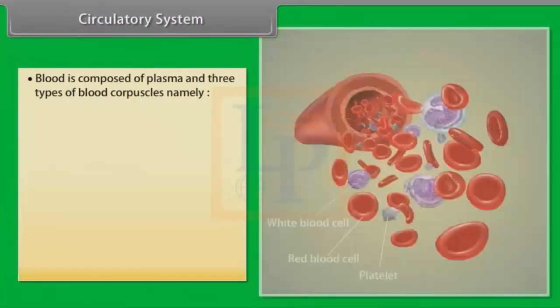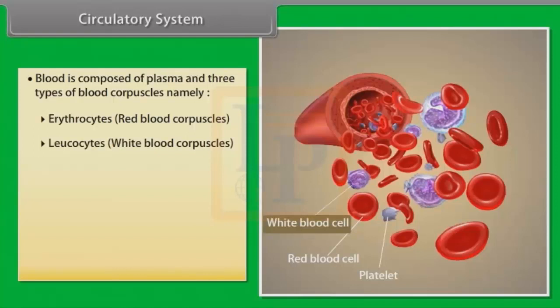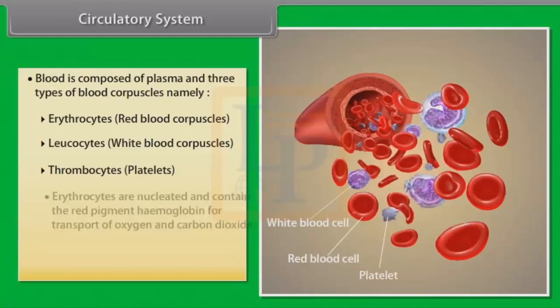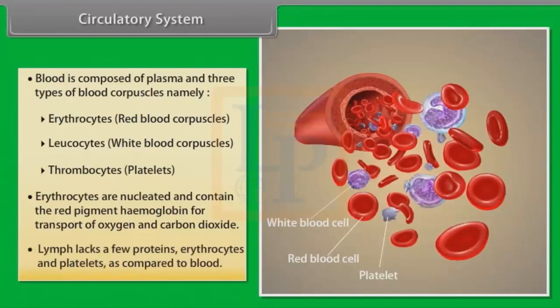Blood is composed of plasma and three types of blood corpuscles, namely erythrocytes, that is red blood corpuscles; leukocytes, that is white blood corpuscles; and thrombocytes, that is platelets. Erythrocytes are nucleated and contain the red pigment hemoglobin for transport of oxygen and carbon dioxide. Lymph lacks a few proteins, erythrocytes and platelets as compared to blood.